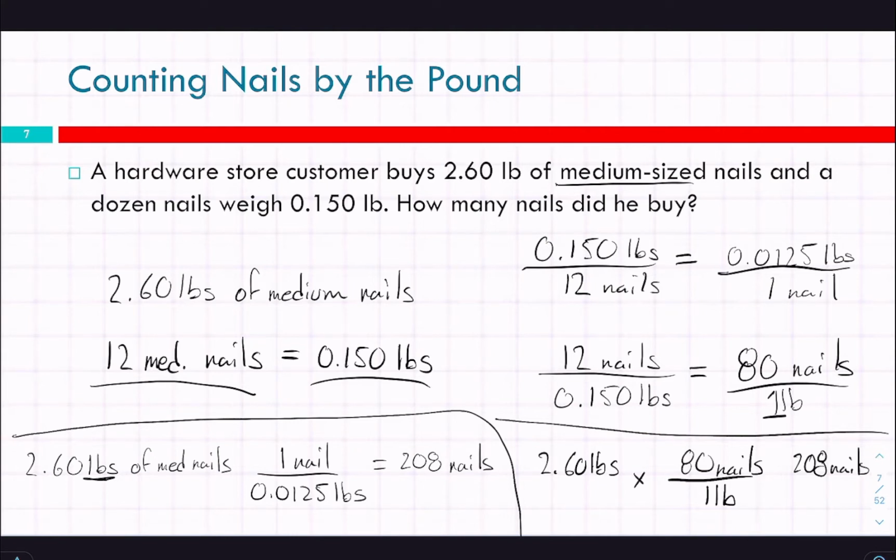Yes, so you could set this up also as 2.60 pounds times 12 nails over 0.150 pounds. And you'll also get 208 nails. So as long as you have the correct conversion factor, and you set up the units correctly, because on each of these, notice that we have pounds, pounds. This is pounds, pounds, pounds, pounds. You'll get the right answer.